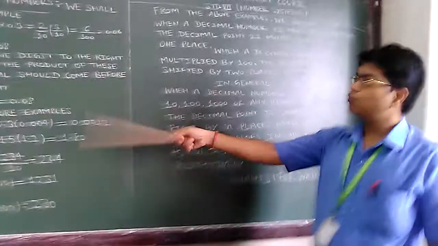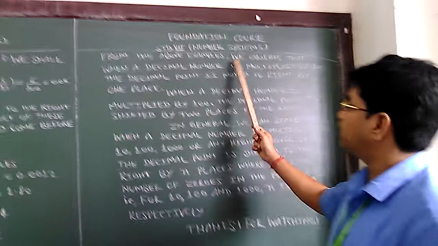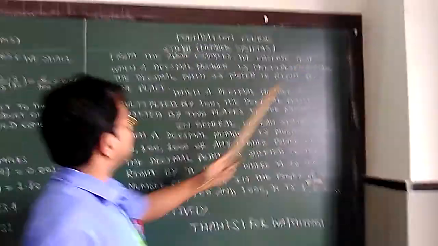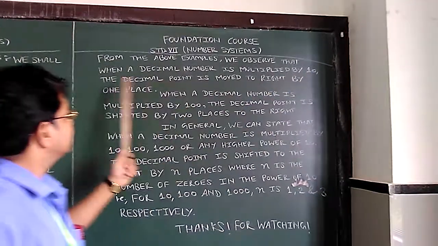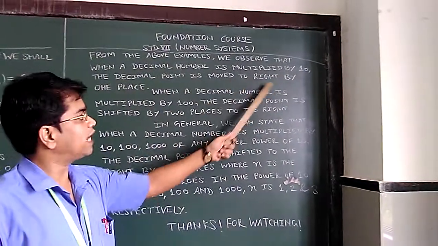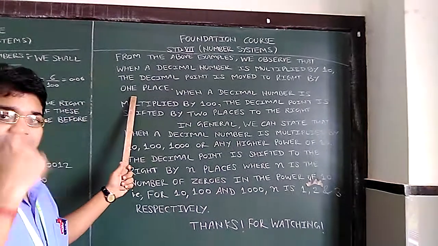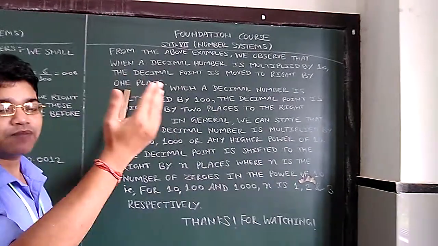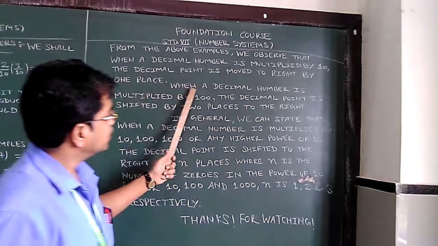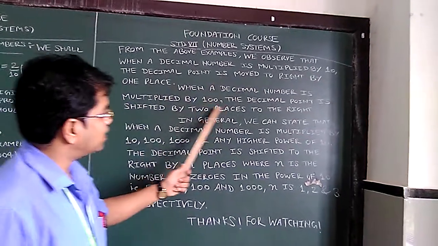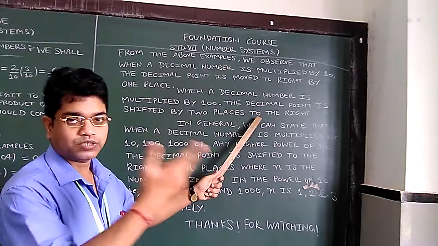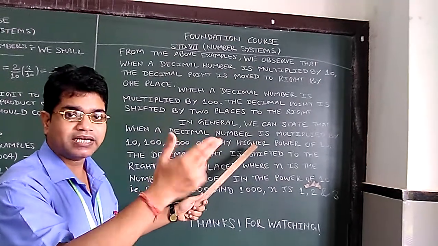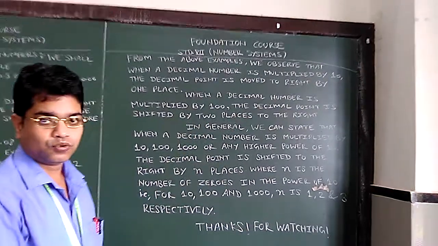So, what do we conclude from these examples? From the above examples, we observe that when a decimal number is multiplied by 10, the decimal point is moved to the right by one place. When a decimal number is multiplied by 100, the decimal point is shifted by two places to the right.